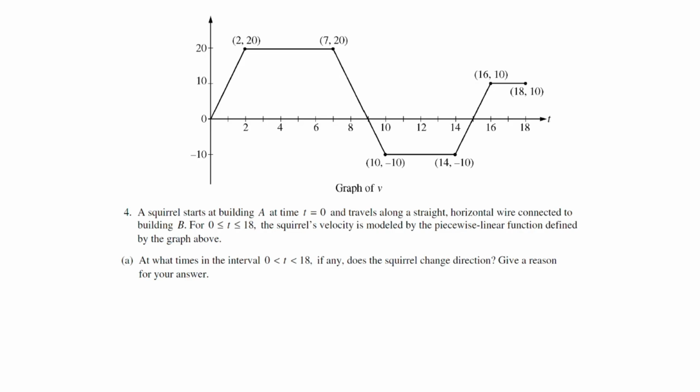All right, this is question number 4 from the 2010 Form B AP Calculus AB exam. It's a motion question where they've given us this graph, the graph of the velocity of a squirrel that's starting on building A and traveling across a straight horizontal wire towards building B. And we've got 18 seconds here. We assume, I guess it's seconds. It doesn't actually say. We've got a time period from 0 to 18 that we're looking at this squirrel's motion.